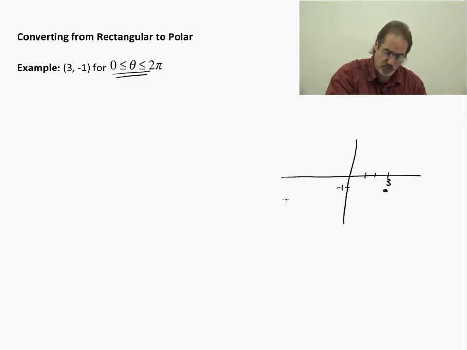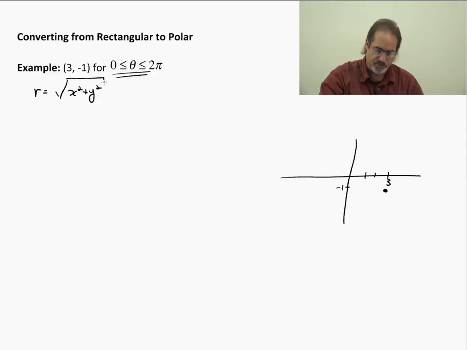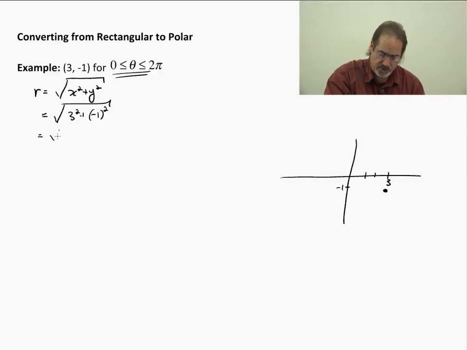So I need to convert this, and the way I'm going to do this, I'm going to use the relationship r equals the square root of x squared plus y squared. We know that to be true. So in this case, this could be the square root of 3 squared plus negative 1 squared, which equals the square root of 10. So I know that my radius is going to be the square root of 10. Then from there, I also know, because this is x and this is y, that tangent of theta will be negative 1/3.